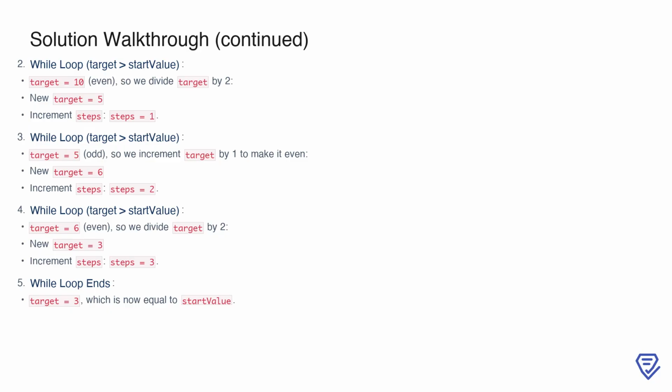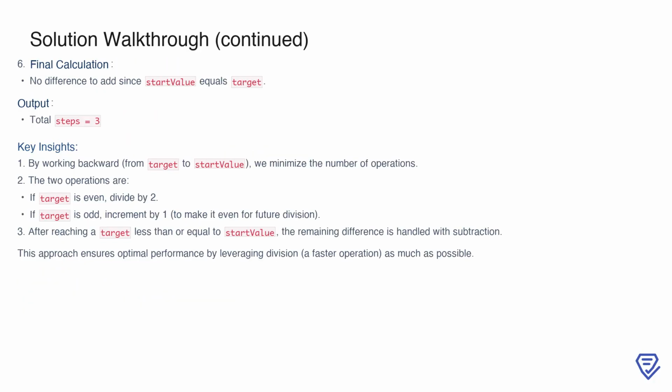At this point, the target equals the start value, so the while loop ends. Since the start value and target are now equal, there's no additional difference to handle, and the total steps remain 3. This example highlights the efficiency of working backward by leveraging division and increment operations.